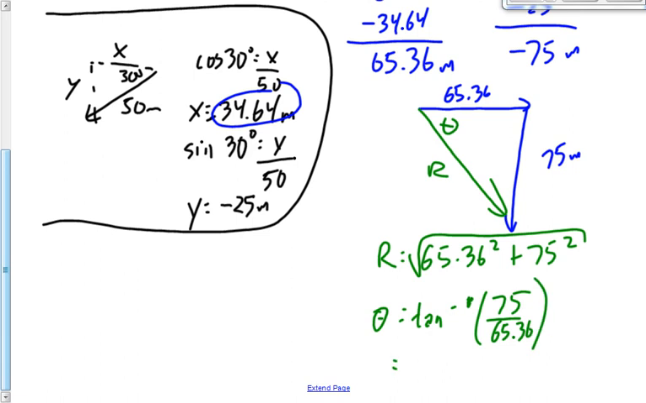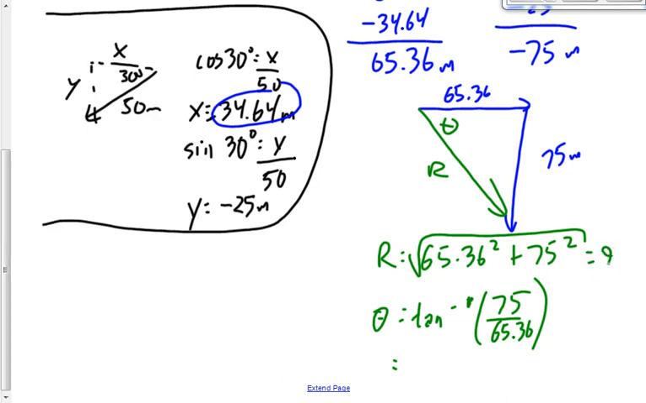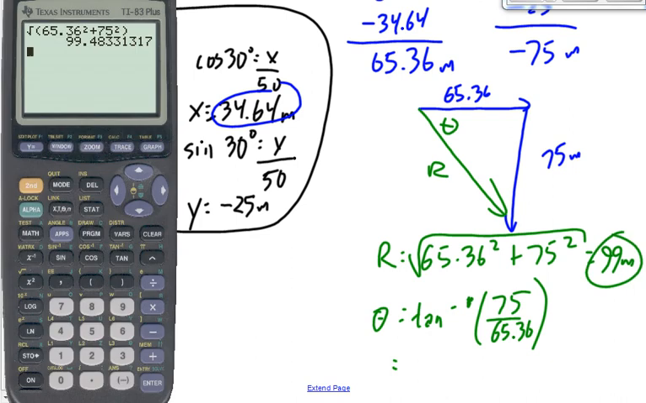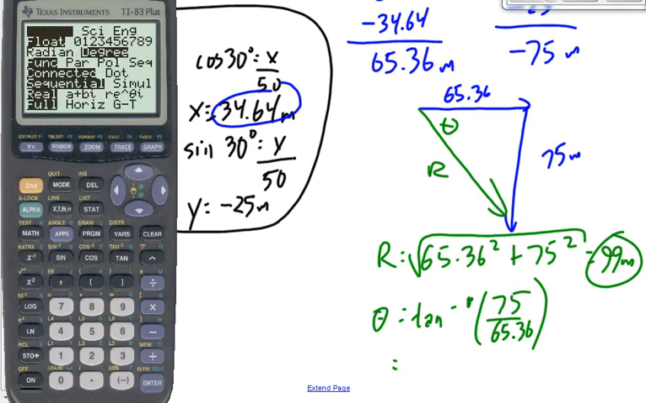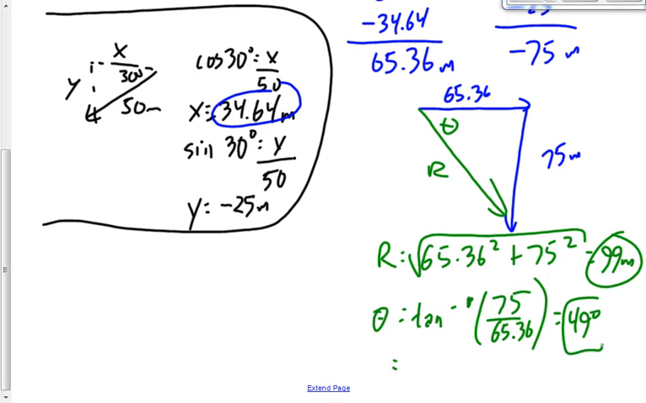Let's get the value of r here. It goes square root of 65.36 squared plus 75 squared. We get 99. And finally, we're going to say the inverse tan function, tan of 75 over 65.36. Make sure your calculator is in degree mode, by the way, guys. Click mode. Make sure it says degree mode right there. We get an angle here of 49 degrees. Is that good?